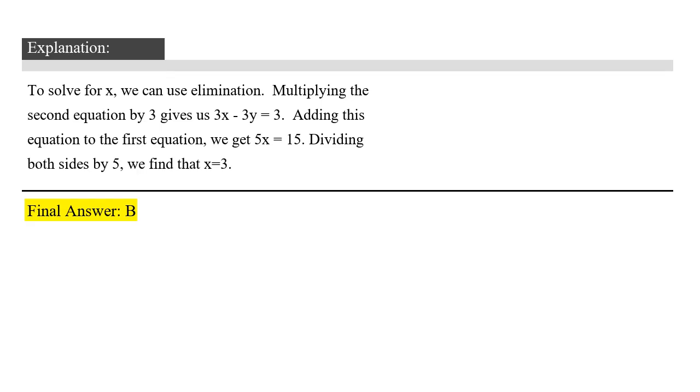To solve for x, we can use elimination. Multiplying the second equation by 3 gives us 3x plus 3y equals 3. Adding this equation to the first equation, we get 5x equals 15. Dividing both sides by 5, we find that x equals 3.